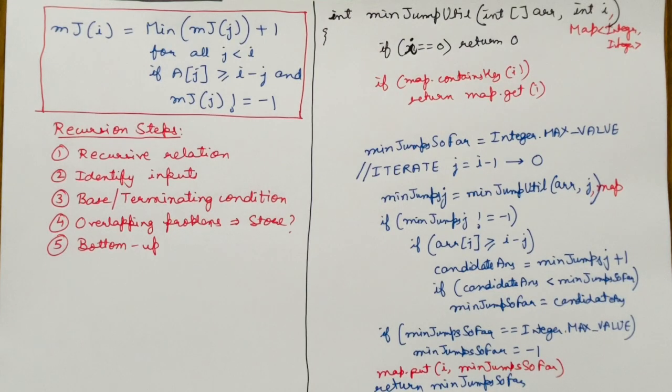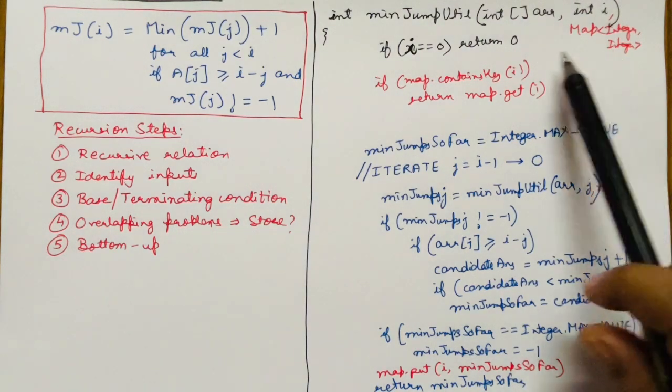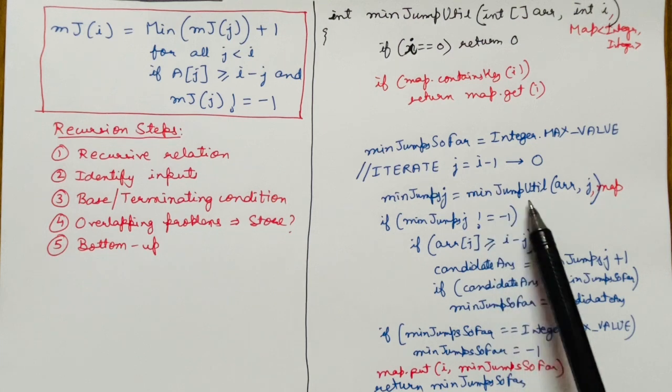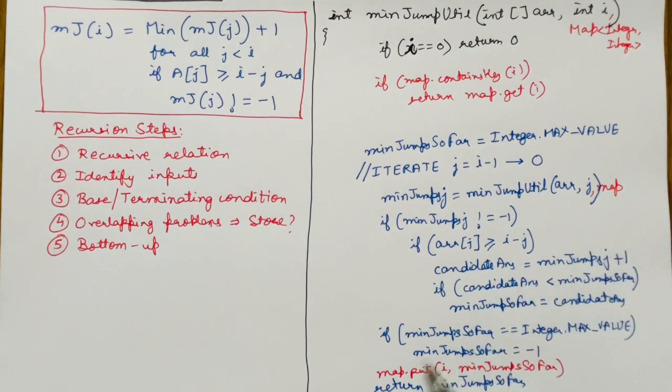So we will have a new parameter, map, that will be passed to our recursive method. And whenever we are calling this recursive method, we will add this parameter map. Now, before returning the answer, we will put our answer in the map against that index.